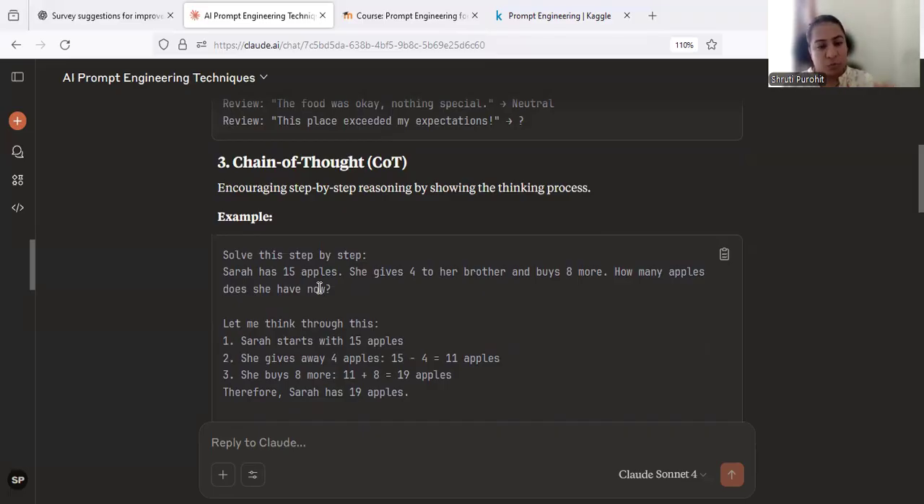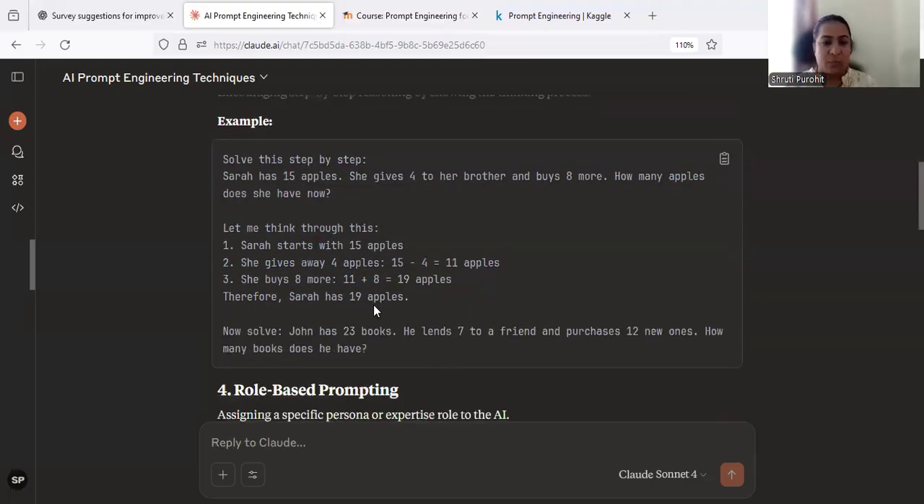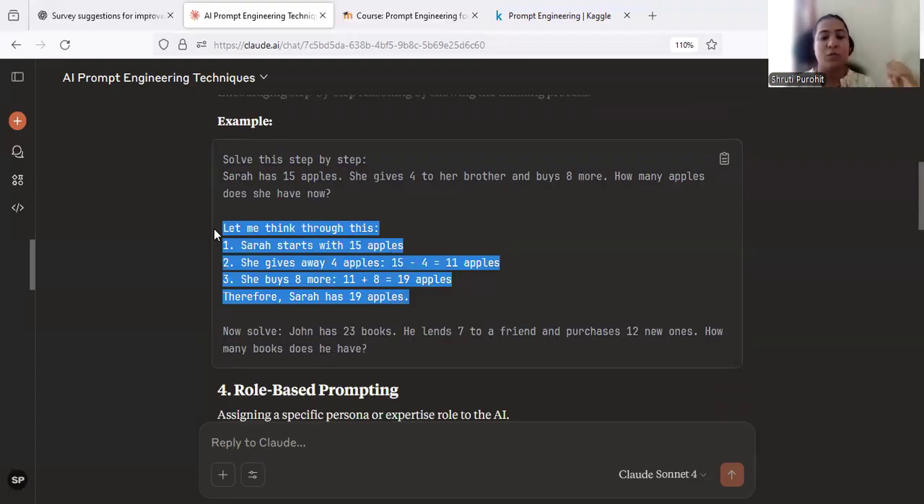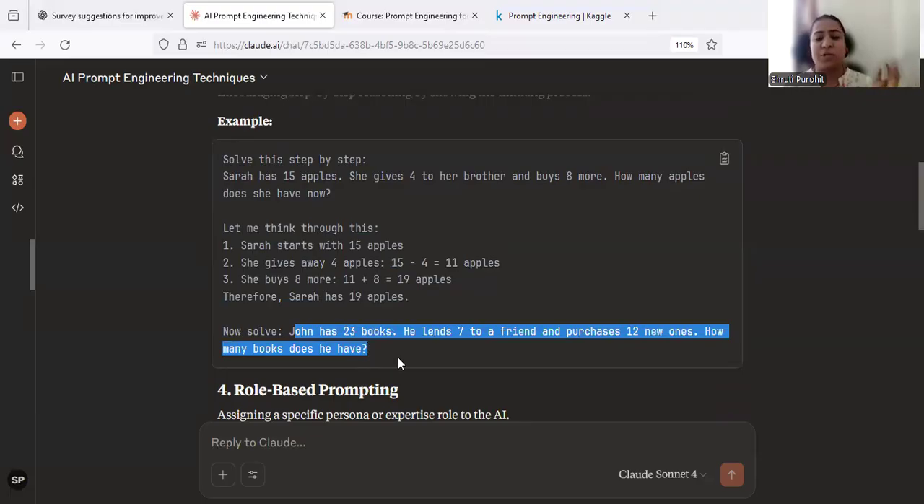Now, chain of thought, specifically known as CoT. These are a few techniques. It encourages step-by-step reasoning by showing the thinking process. So we are providing one example: there is a question, there is an answer, and we provide the answer in a step-by-step manner. These will be the steps, the chain of thought in which you have to explain or provide the response to us. Then we say this is my real question, now provide the answer to me in the form of a chain of thought, in the form of proper steps.